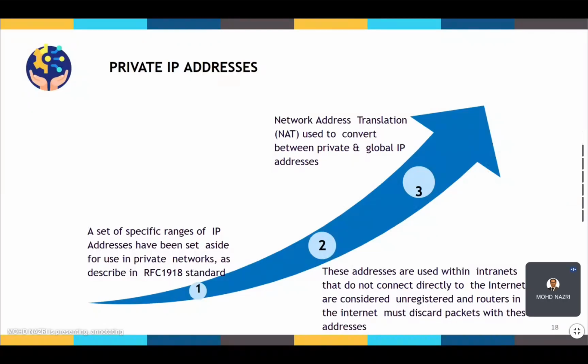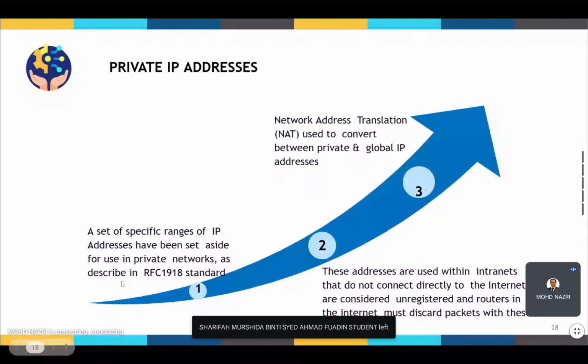Right, private IP addresses. This is very important because it is designed for the local area network. These IP addresses are for version 4; we do not cover version 6. A set of specific ranges of IP addresses have been set aside for use in private networks, as described in the RFC 1918 standard.